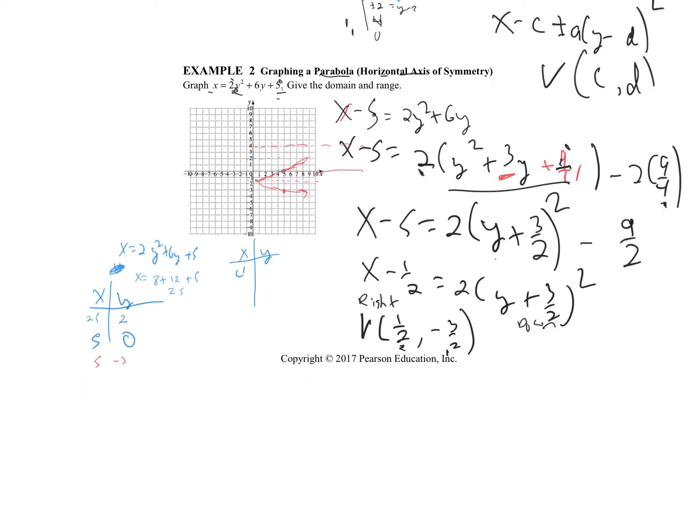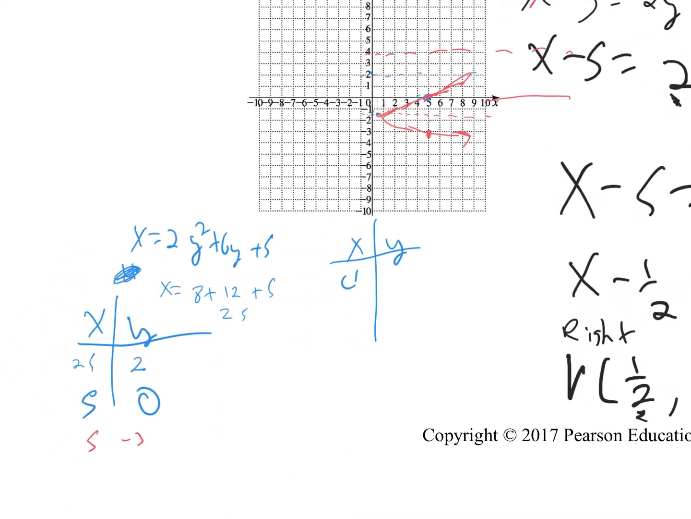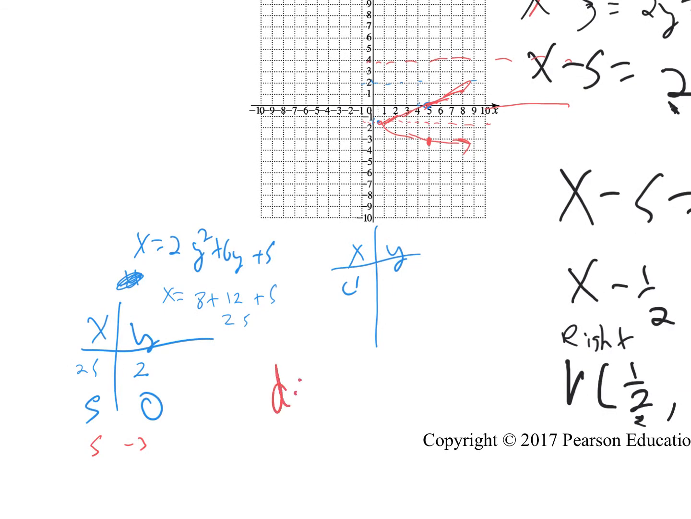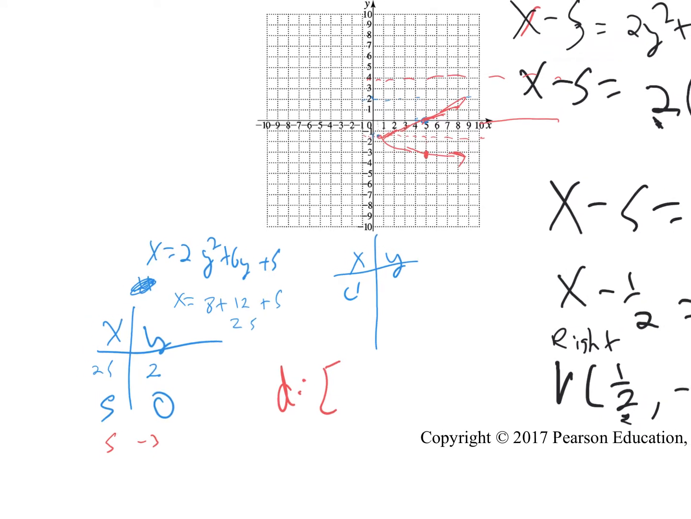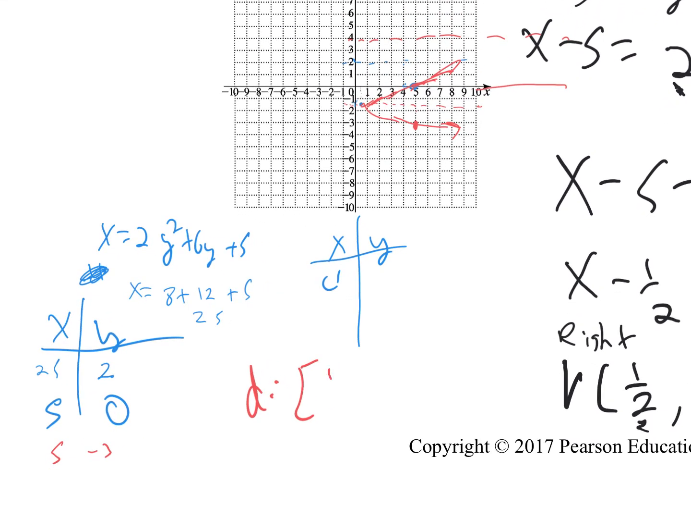For this one here, it's going to be where the vertex was, the x value of the vertex. The domain, the vertex was at a half, I think it was, wasn't it? Yeah, I think it is. And obviously, it goes forever. And the range would be, again, all real numbers.